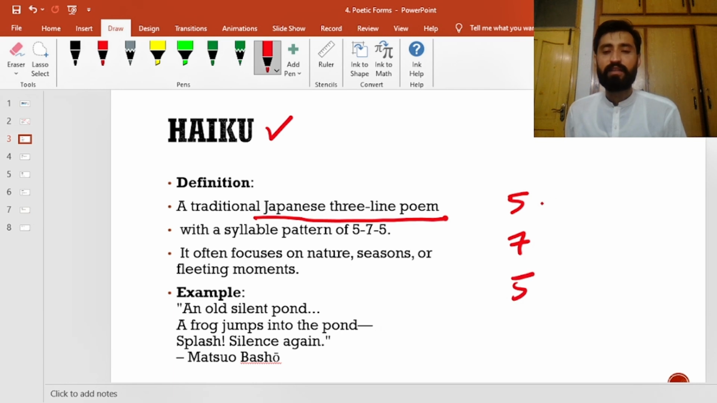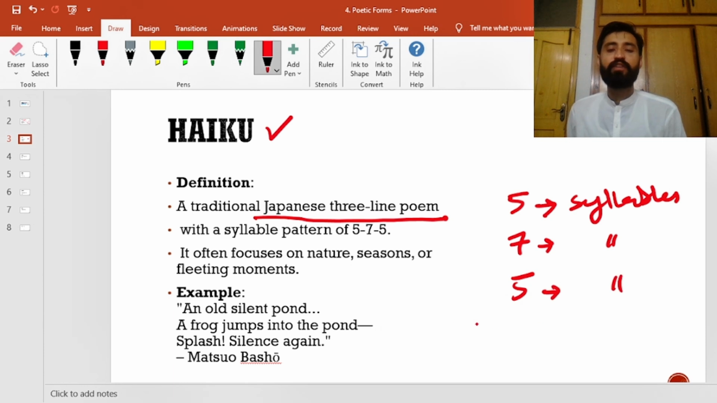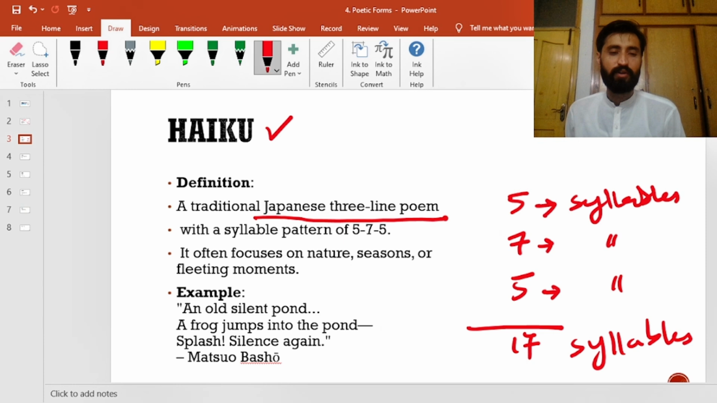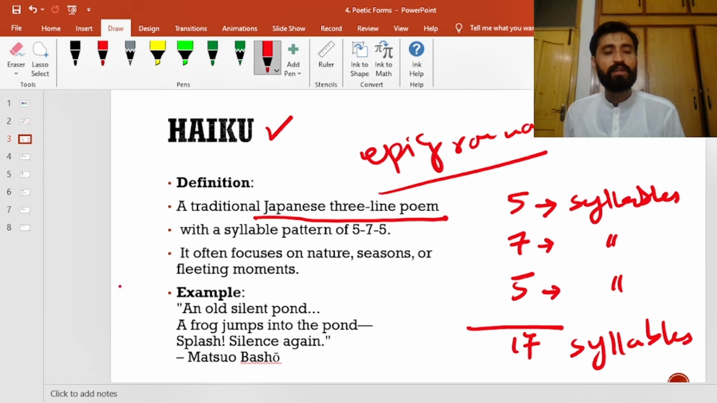So what do we mean by that? It means the first line will have how many syllables? 5 syllables. The second would have 7 syllables, and the third will have 5 syllables. So overall we have 17 syllables in a haiku poem. It's very short and epigrammatic, meaning highly precise and short, right? The next thing is it often focuses on nature, season, or a fleeting moment. So this is what it focuses upon.